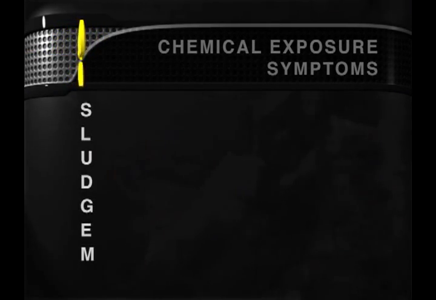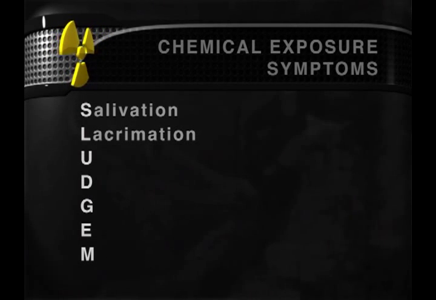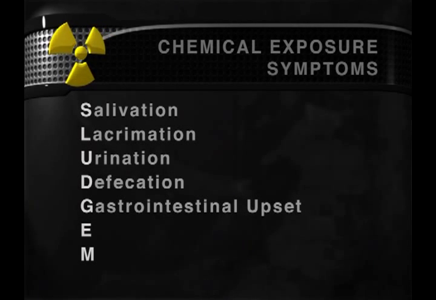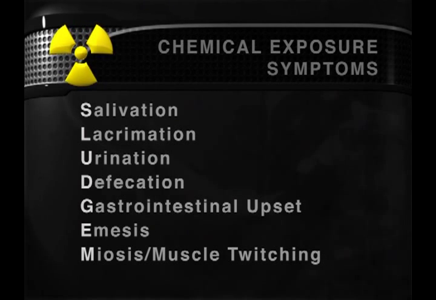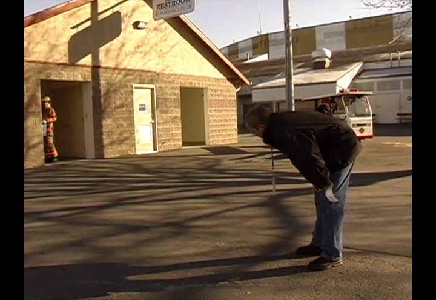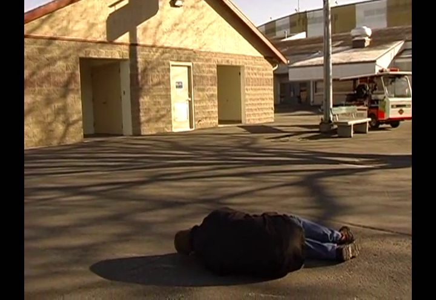Symptoms may follow the acronym SLUDGEM, denoting the following symptoms: salivation, lacrimation or tearing, urination, defecation, gastrointestinal upset, emesis or vomiting, meiosis or pupil constriction, and muscle twitching. Note whether victims complain of dizziness, nausea, stomach cramps, diarrhea, headache, blurred vision, or muscle pain.